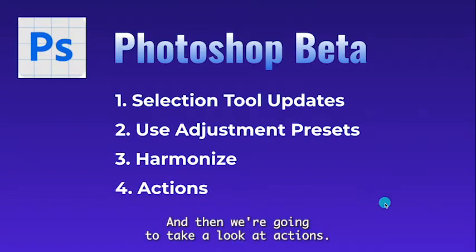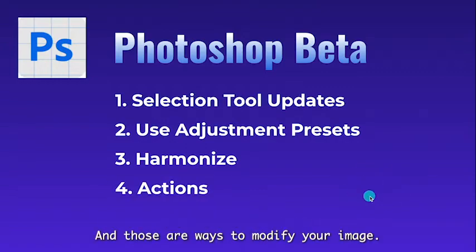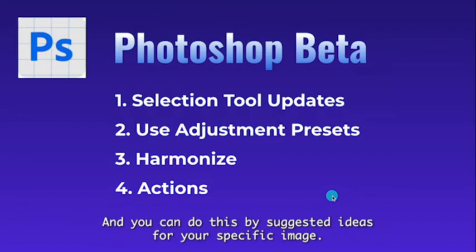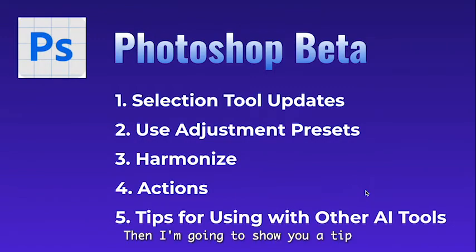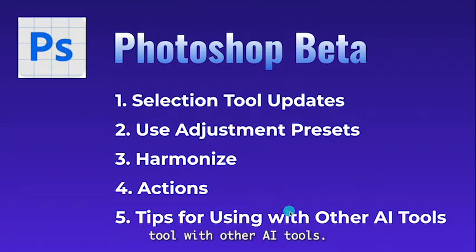And then we're going to take a look at actions, and those are ways to modify your image, and you can do this by suggested ideas for your specific image, or you can actually type in your request. Then I'm going to show you a tip for using the actions tool with other AI tools.